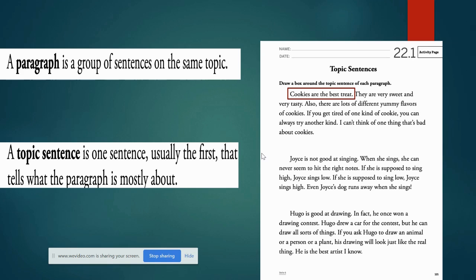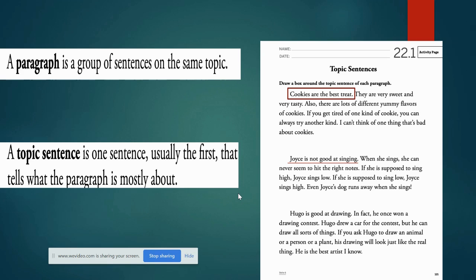All right, and so remember that a paragraph is a group of sentences on the same topic. And a topic sentence is one sentence, usually the first, that tells what the paragraph is mostly about. Now let's go ahead and underline that first sentence. Joyce is not good at singing. As I read each of the following sentences, you can show a thumbs up or a thumbs down to show if it's related to the first sentence about Joyce not being good at singing.